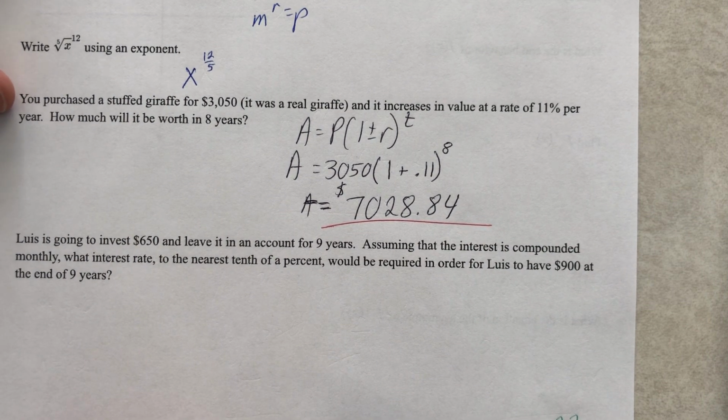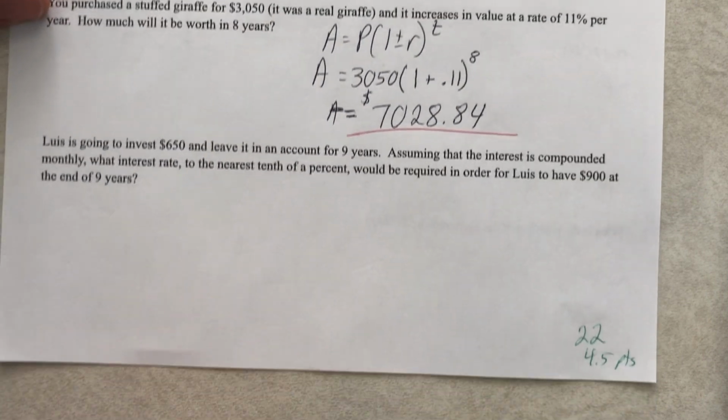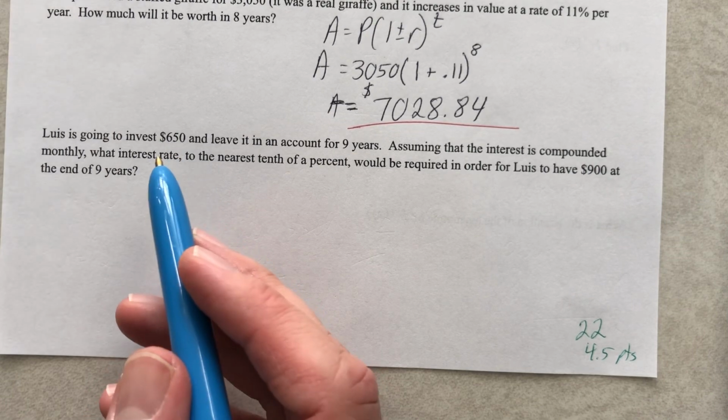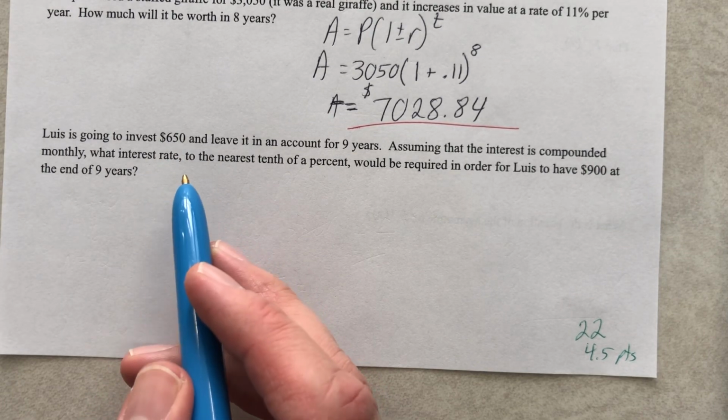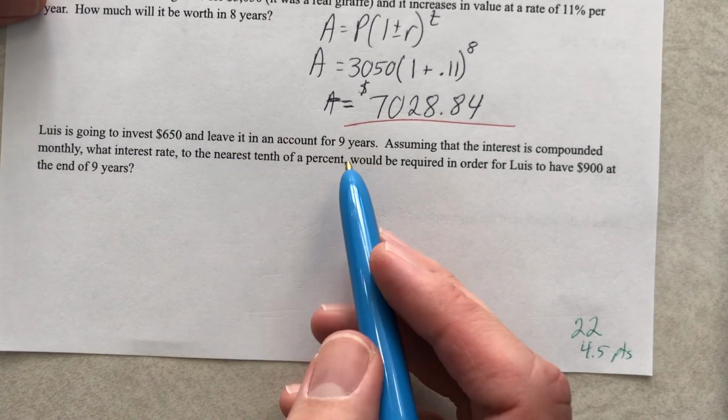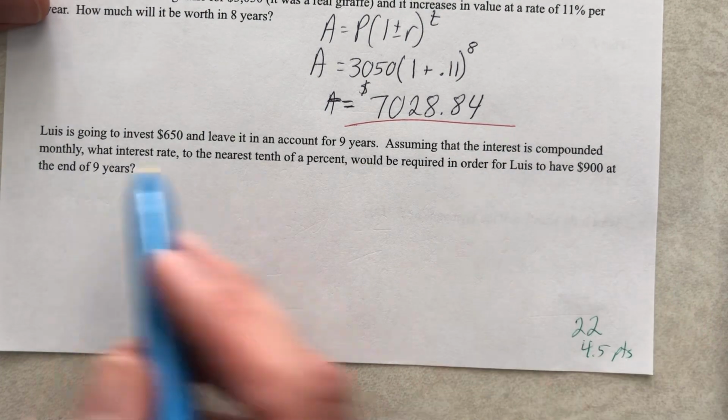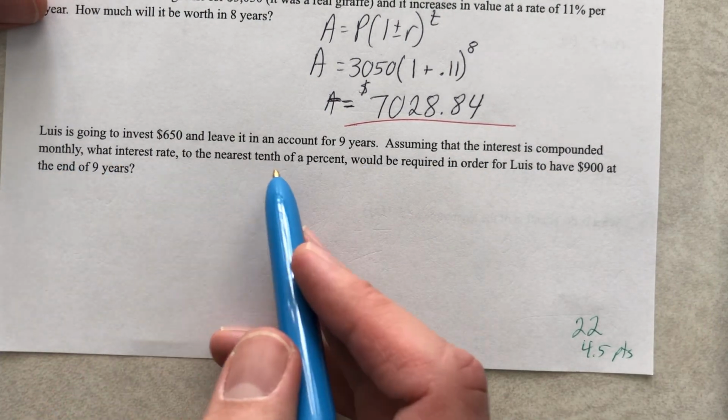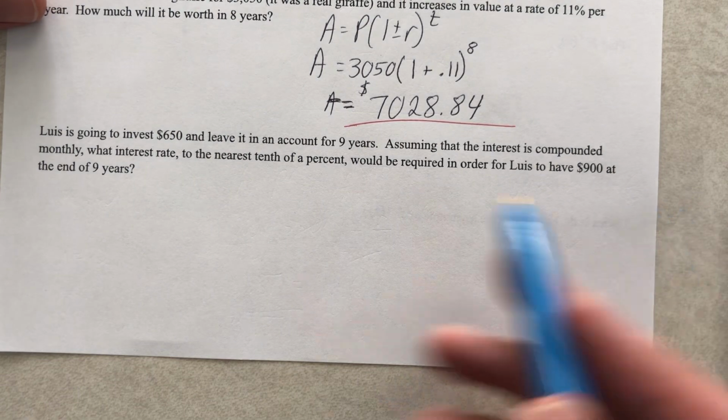The next one was a little trickier. Actually, the next one was a lot trickier. Luis is going to invest $650, and it's going to stay in an account for 9 years. He is going to have interest that's compounded monthly. What interest rate to the nearest 1/10 of a percent will be required in order for Luis to have $900 at the end of 9 years?